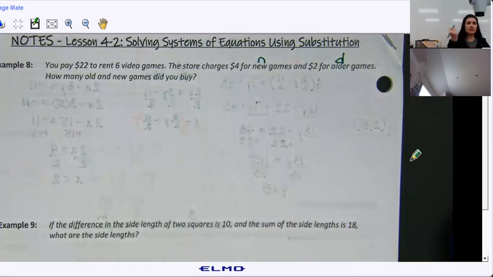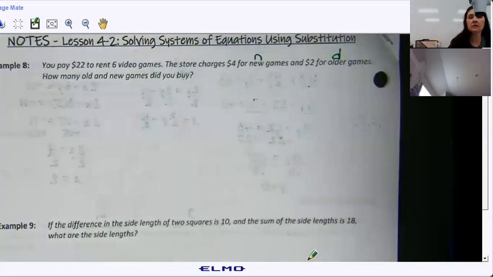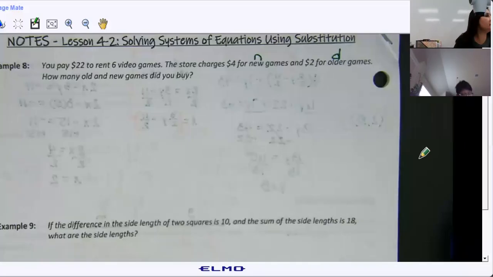So the 2 ideas that we're pulling out of this problem are the cost and the number of games. This is very similar to the previous one we did. So we need those 2 equations. I want you to take a minute to try to think of what those 2 equations will be, and then I'm going to ask for your help. Okay, I need a volunteer to tell me one of the equations.